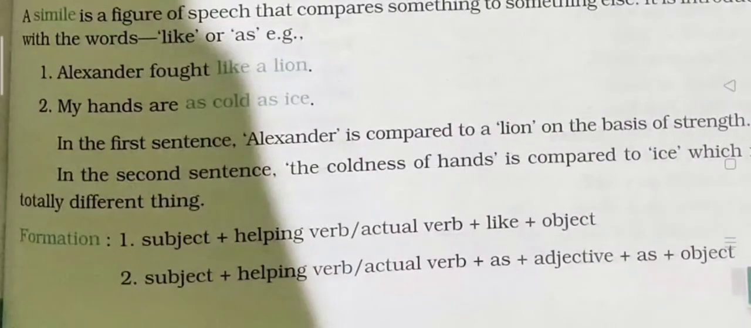Alexander fought like a lion. My hands are as cold as ice. In the first sentence, Alexander is compared to a lion. We are comparing lion and Alexander on the basis of their strength, their power. In the second sentence, the coldness of hand is compared with ice, which is totally different thing.